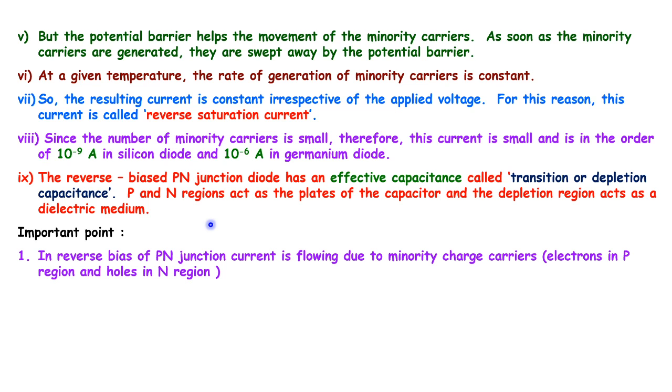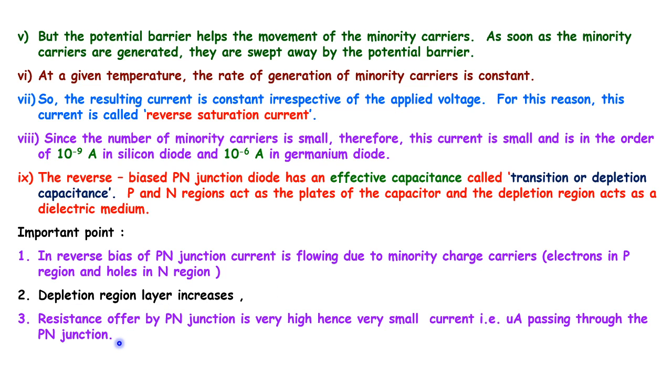Important points to be remembered. In reverse bias of a PN junction, current is flowing due to minority charge carriers. This point you have to remember. Electrons in the P region and holes in the N region. So whatever the current passing through the PN junction, it is due to minority charge carriers. The depletion layer increases, the resistance offered by the PN junction is very high, and hence a small, microampere current passes through the PN junction.